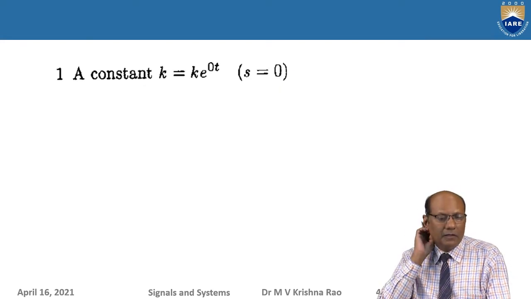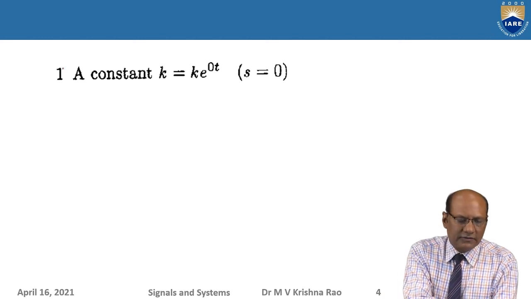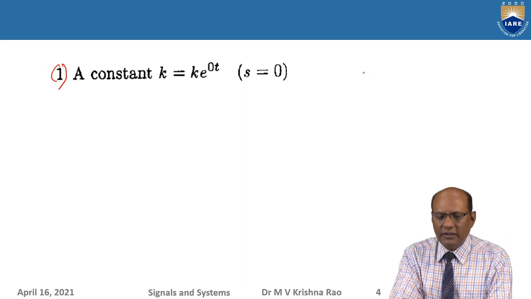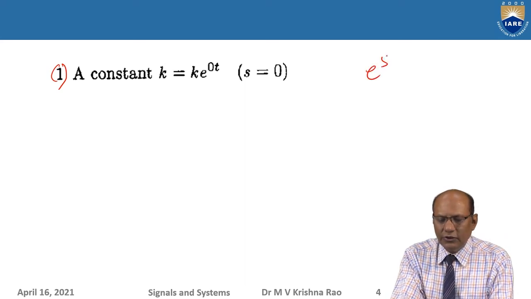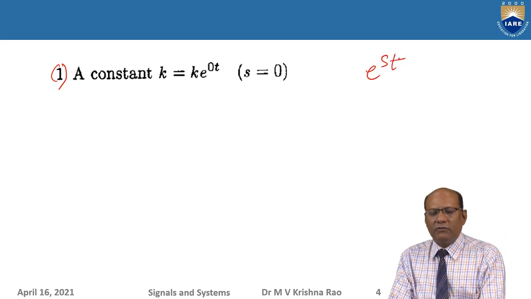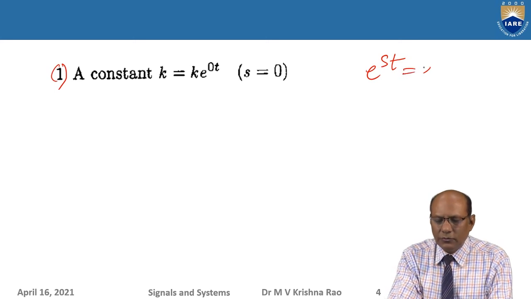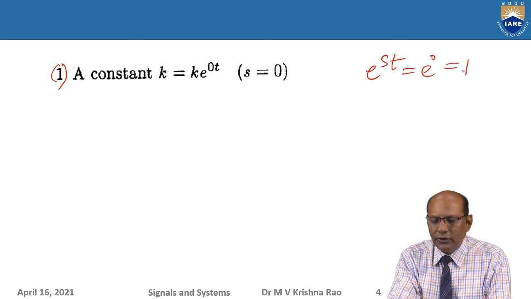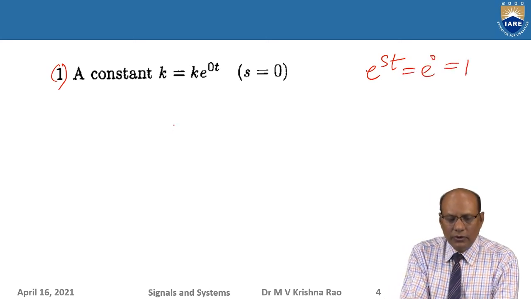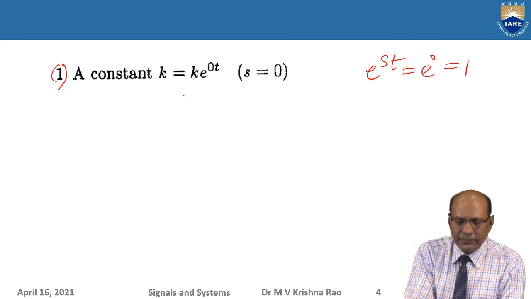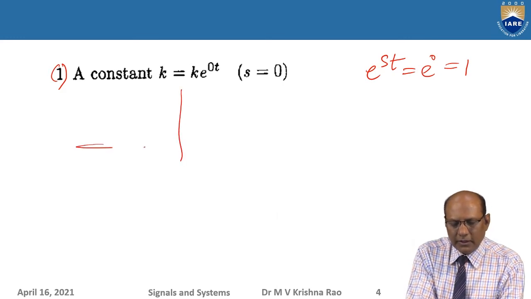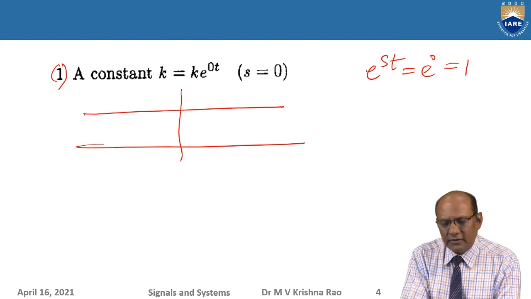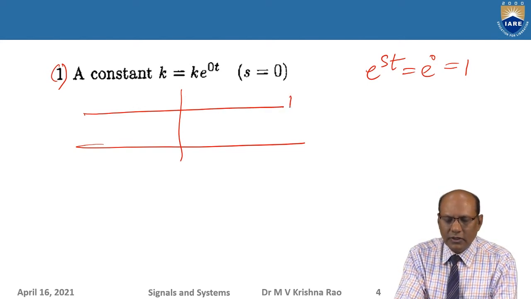First case, s equal to 0. What is our function actually? e to the power of st, with s equal to 0, so e to the power of 0 equals unity, 1. So what is this function here? This will become a constant whose amplitude is 1.